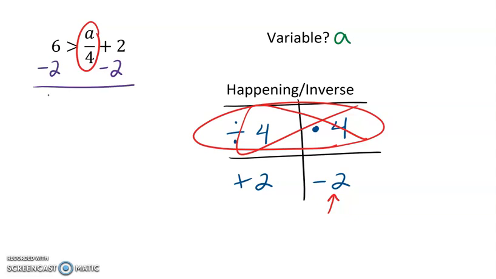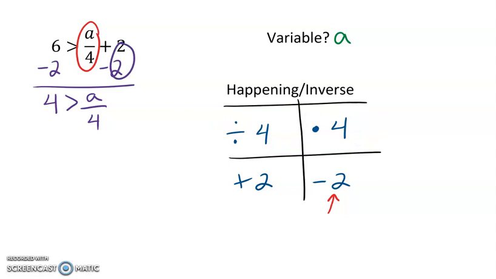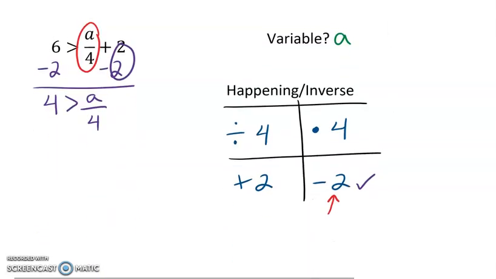6 minus 2 gives me 4. I'm going to bring down that inequality symbol. I have a divided by 4, and then 2 minus 2 gives me 0. So now I have dealt with subtracting 2 from both sides. Now I need to focus on multiplying both sides by 4. So I'm going to multiply by 4 over here, and I'm going to multiply by 4 over here. And I have 4 times 4, which gives me 16.